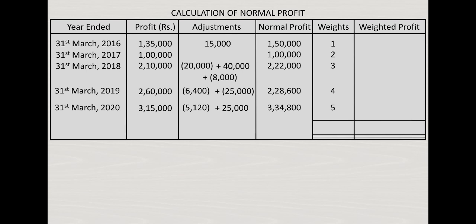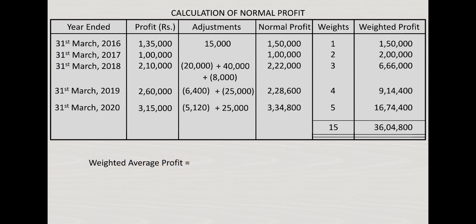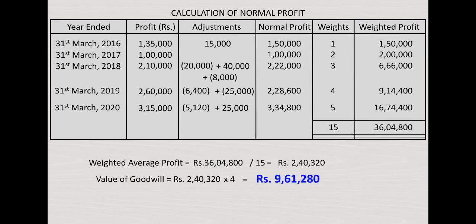Then calculate weighted profit by multiplying normal profit with weights. Then find the total of both. Then calculate weighted average profit by dividing total weighted profit by the total weights. That comes out to be 2,40,320. Then multiply this amount by number of years purchase to get the value of goodwill, which comes as 9,61,280.